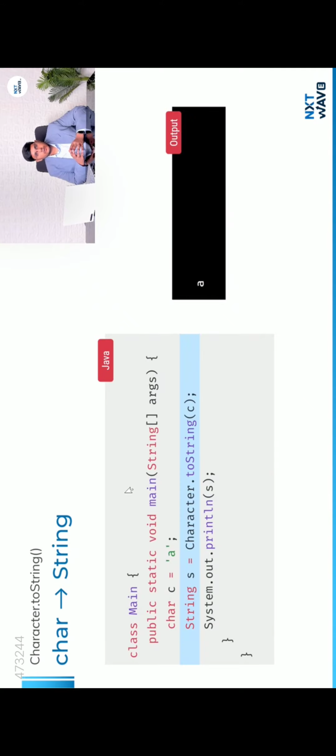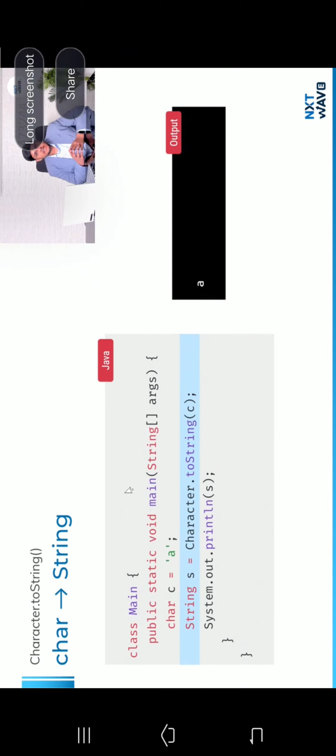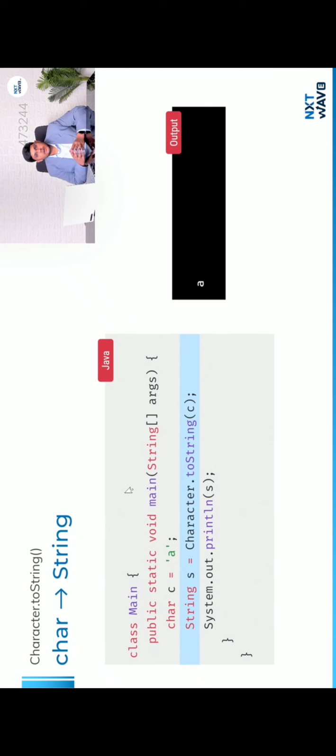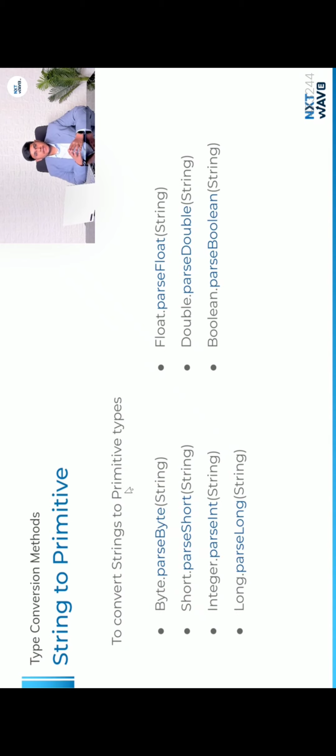Again in this case, the one change that we did was that instead of using the String methods, we are using the Character.toString method to convert a character to a string. Again you can try it out in the code playground. Similarly, there are multiple other methods also for conversions. So far we have seen how to convert primitives to string data type.